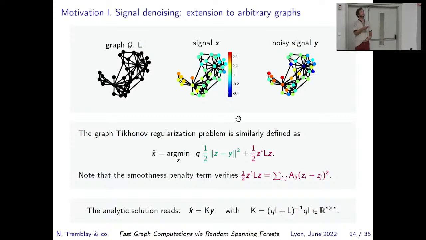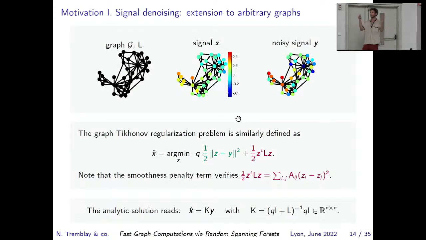You can understand this smoothness penalty, Z transpose L Z, because you can rewrite this equation as the sum over all edges of A_ij, which is the weight of edge ij, times the squared difference between the signal on the nodes connected by this edge. So the analytic solution is the same. It's just that the Laplace operator in 1D is a discrete double derivative operator, and for the signal defined on the graph, it's just the Laplacian matrix of the graph. So this is the first type of computation we might want to do.